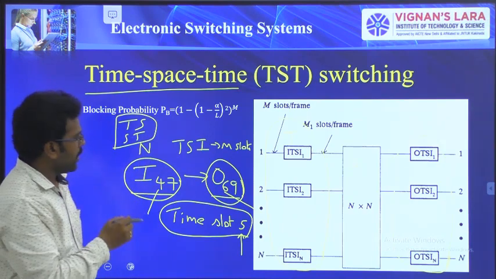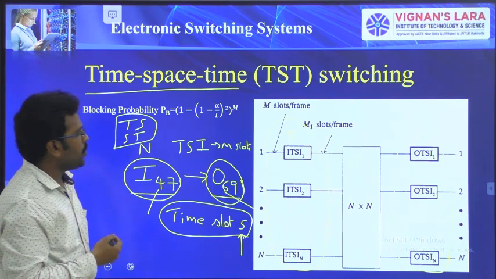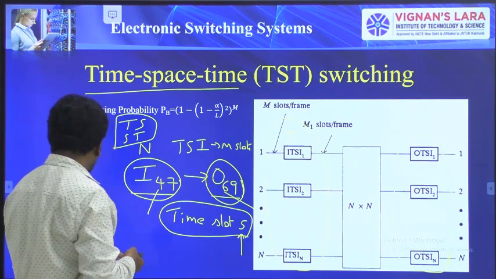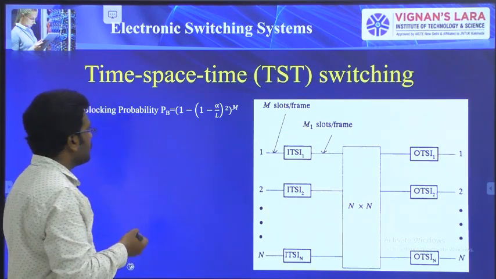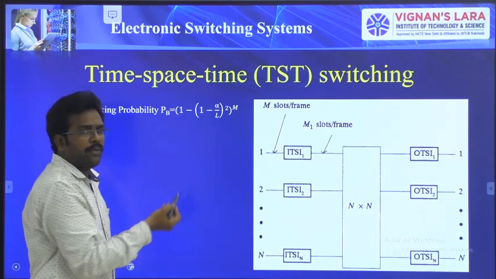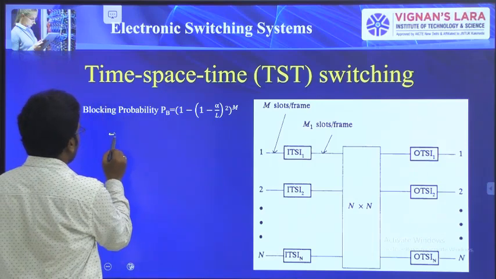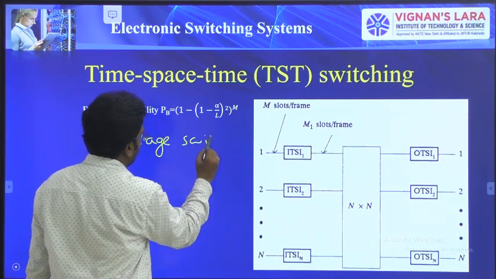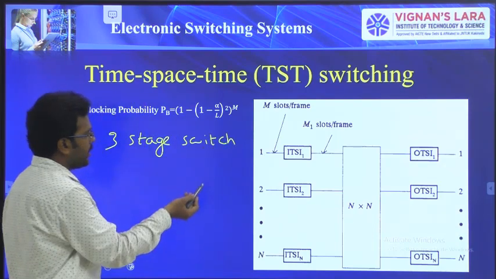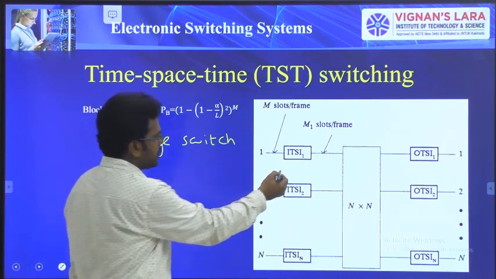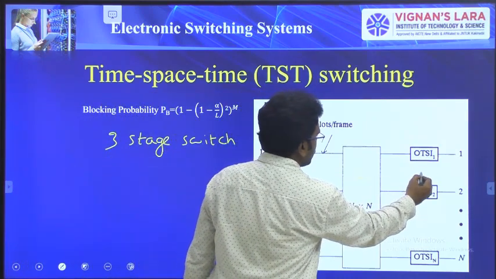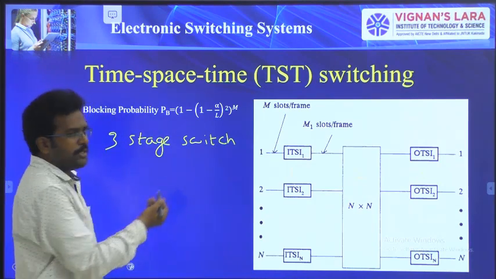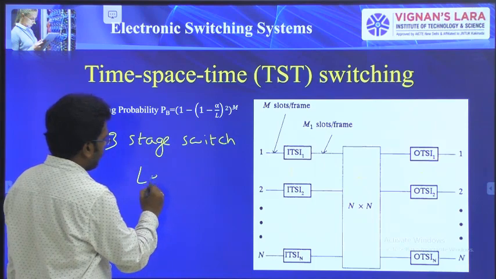Now, how do we find the blocking probability of this structure? That I have to analyze. We already came across one concept called a three-stage switch in unit number 2. Here also you can see three stages: stage 1, stage 2 and stage 3. Therefore, to find the blocking probability of a three-stage switch, we can use Lee graphs.